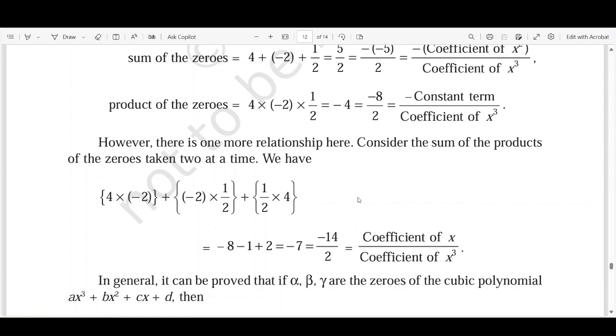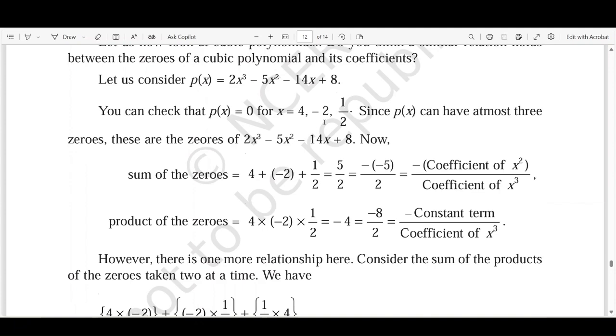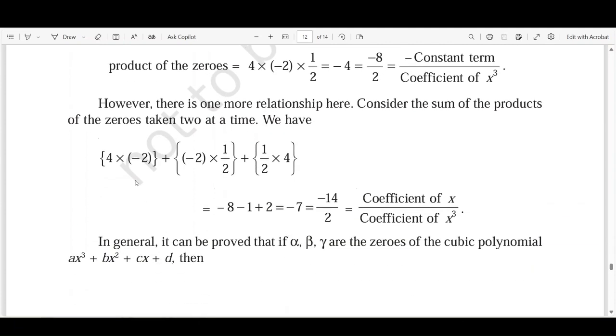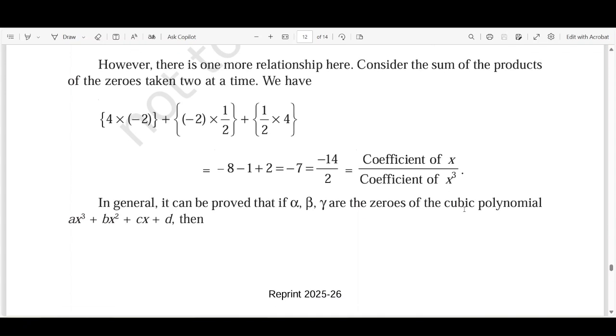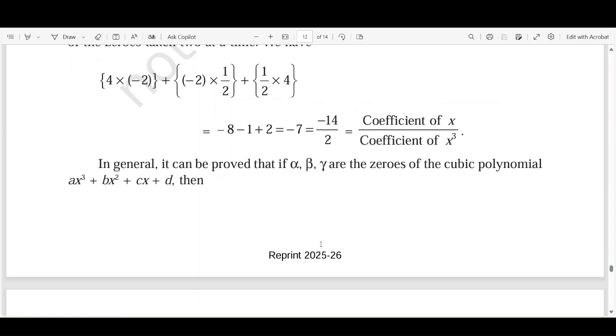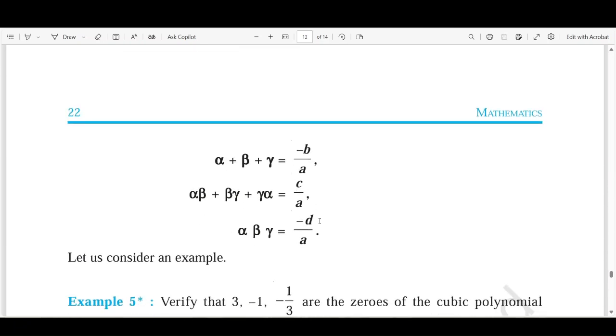So here they have considered the sum of the products of the zeros taken 2 at a time. Here the zeros are 4, minus 2 and 1 by 2. By taking the product of two zeros at a time, they get the value equal to minus 14 by 2, which is the coefficient of x divided by the coefficient of x cube. So in general, for any cubic polynomial ax cube plus bx square plus cx plus d, where the zeros are alpha, beta and gamma, we have the following relations.